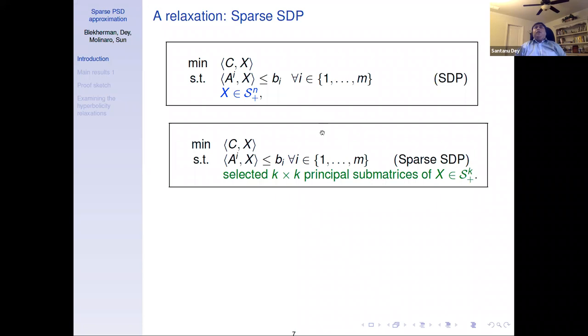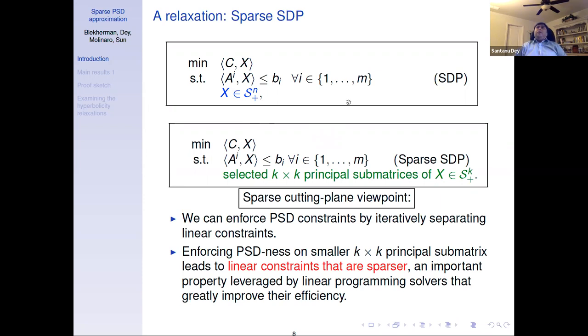There is another perspective on why I like this relaxation, which is the cutting plane point of view. Imagine you wanted to solve SDPs using cutting planes. You would maintain the linear structure of the problem and ignore the fact that the matrices have to be PSD, so you would minimize the linear function over the linear constraints. When you solve that LP, you get a matrix X, but it would not be a PSD matrix. So what can you do? One trick is to compute the spectral decomposition of this matrix and take the eigenvectors corresponding to the negative eigenvalues.